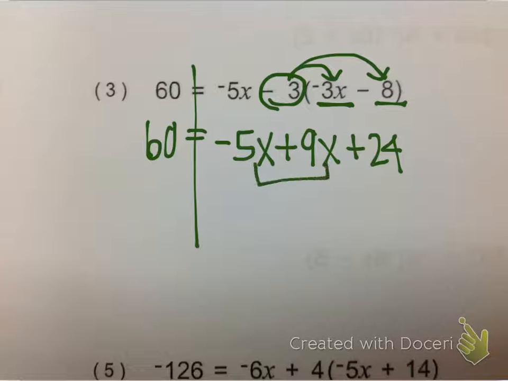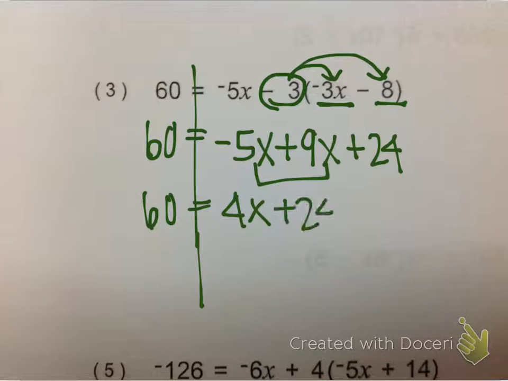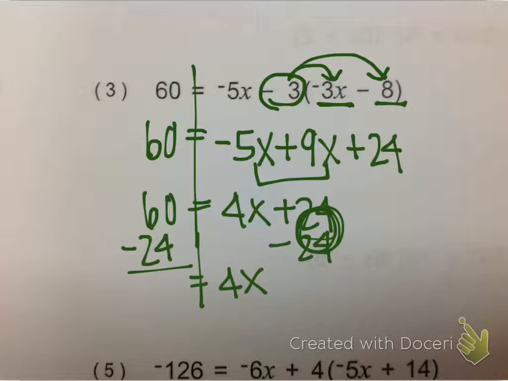Again, combine our x's, get them together. So we got 60 equals negative 5, positive 9 is 4x plus 24. Get our 0, so we're going to minus 24 on both sides. 0. So 4x equals 36. Divide by 4 to get us the 1.